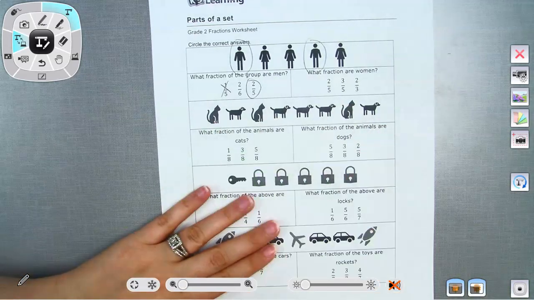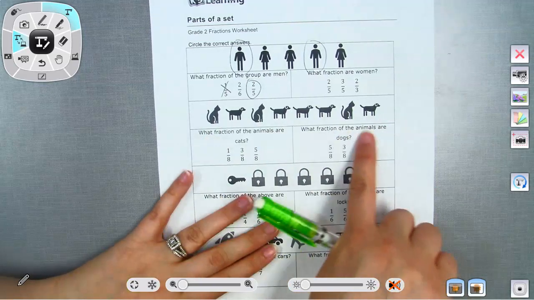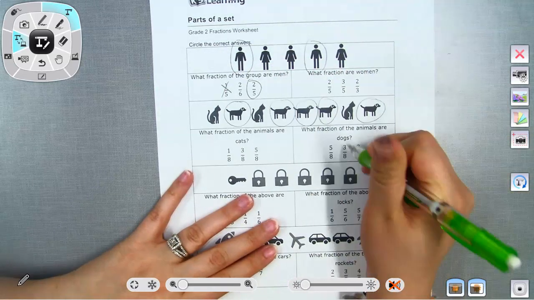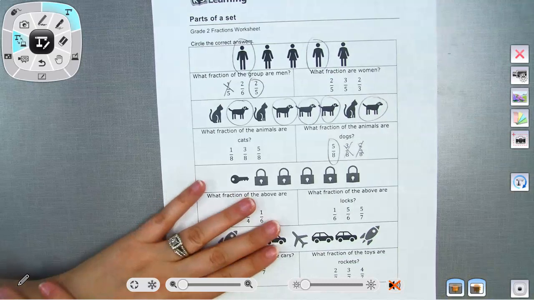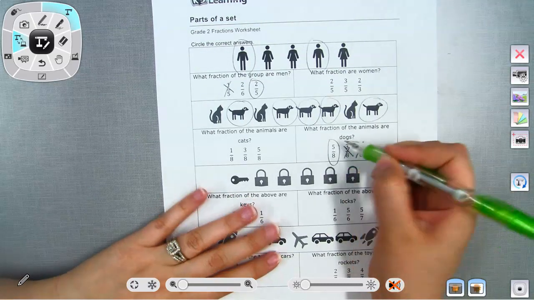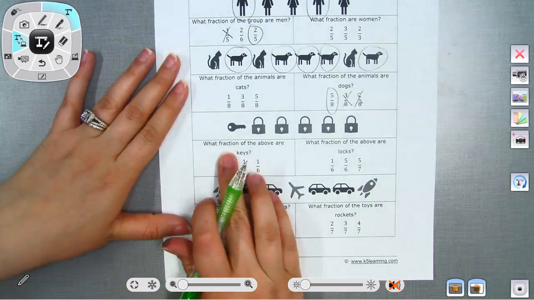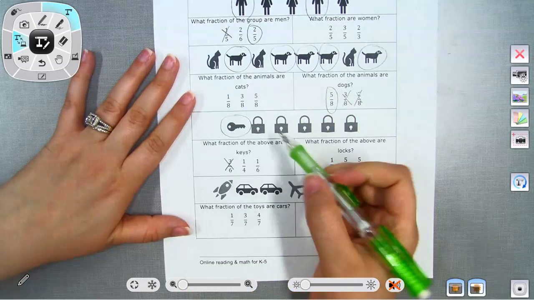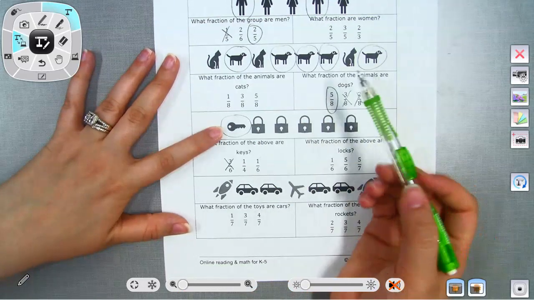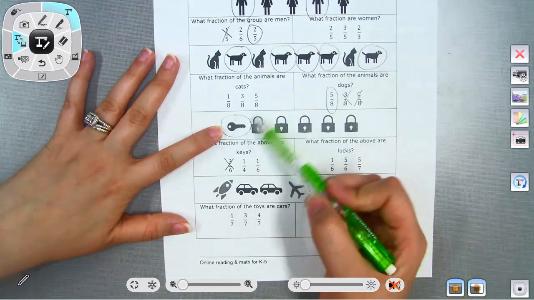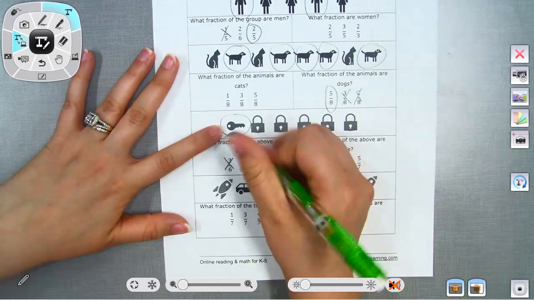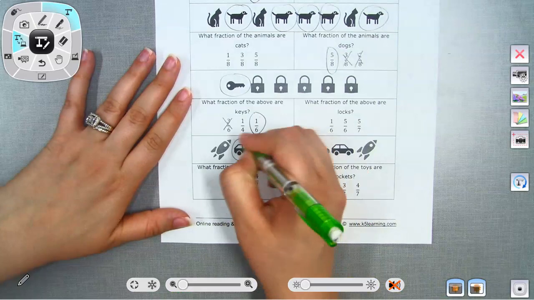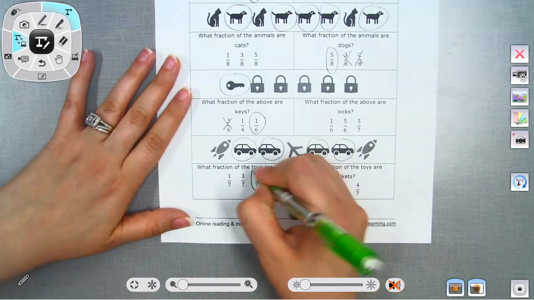Let's look at this one. I have cats and dogs. What fraction of animals are dogs? So I have 1, 2, 3, 4, 5. So this one would be my answer. Because remember, the top is telling us the number that they're looking for. Which fraction of the above are keys? Well, I have 1 key. So it's either going to be 1/4 or 1/6. So let's see. How many items do I have in all? 1, 2, 3, 4, 5, 6. Okay. What fraction of the toys are cars? 1, 2, 3, 4. So 4/7.